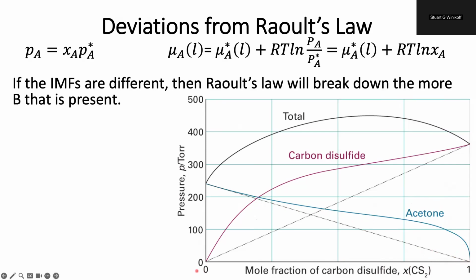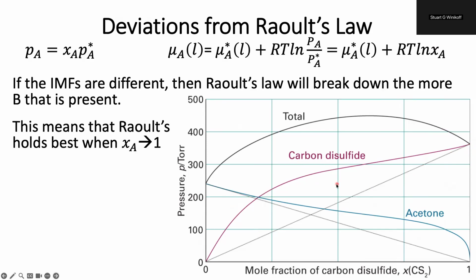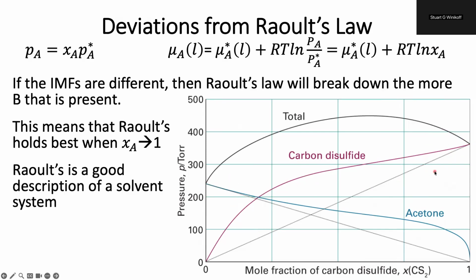Similarly, but to a lesser extent, we see the same thing with carbon disulfide. When I have a solution of pure carbon disulfide, I get the pure vapor pressure. And in this case, instead of holding up until about a 90% mixture, it only holds to about 97, 98% before we see that deviation. So the carbon disulfide has a much more pronounced deviation than acetone. But generally what we're seeing is that Raoult's law tends to hold best when the mole fraction is close to 1 for either of the components.